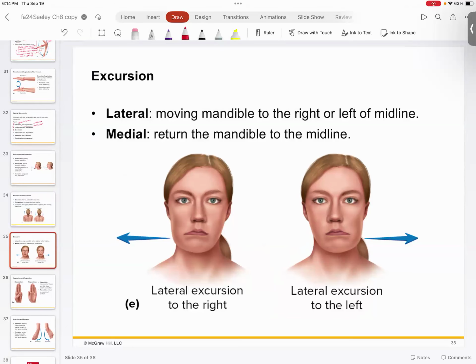Excursion, you have lateral and medial. This is sliding your jaw back and forth, kind of like a cow chewing its cud. So basically in one direction, if you move it to the right, this is the right side here, stage right, that's going to be lateral excursion. If you move it to the left, that's basically stage left, patient left. That's also lateral excursion. If you return it to the midline, that's medial excursion. So as you're moving it out, that's lateral. As you move it back in, that's medial. And then you move it back to the other side, that's lateral. If you move it back in, that's medial.